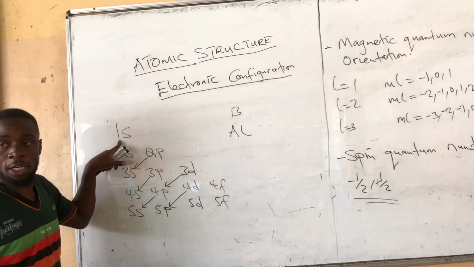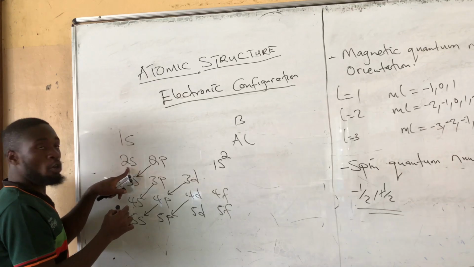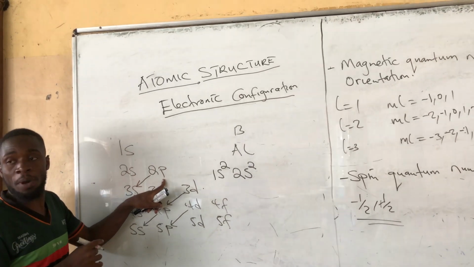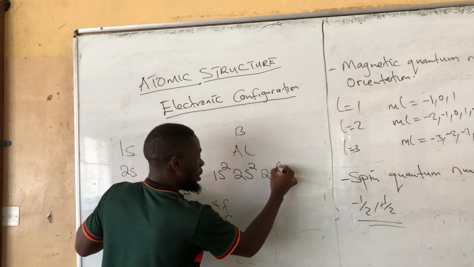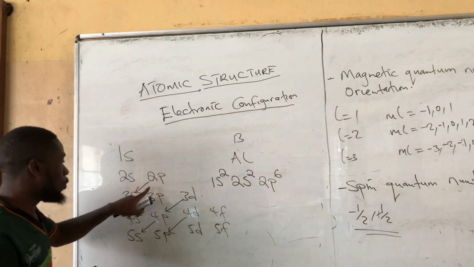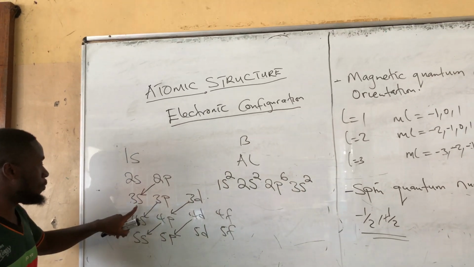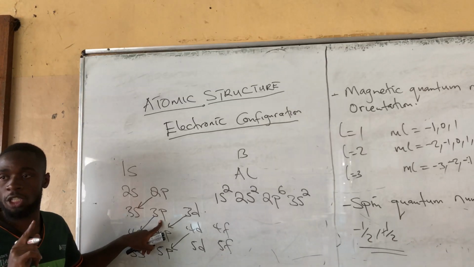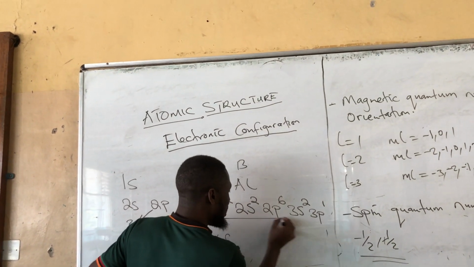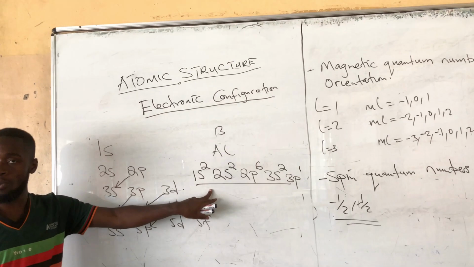You start with 1s. This 1s can hold up to how many electrons? 2. Then from here go to 2s. 2s can hold up to 2 electrons. From 2s go to 2p. p can hold up to 6, so 2p to the power 6. And we should be counting: 2, 4, 10. From 2p you go to 3s. 3s can hold up to 2, so we are at 12. From 3s we go to 3p. We remain with 1 to reach 13. So this p, which is supposed to hold 6, holds 1. So 3p to the power 1. This is the electronic configuration for aluminium.